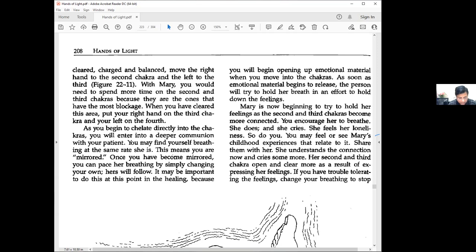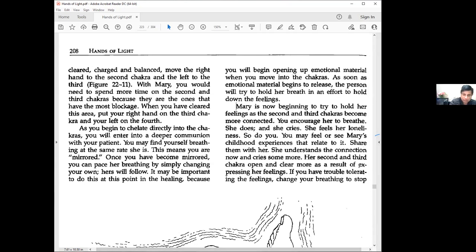As soon as emotional material begins to release, the person will try to hold her breath in an effort to hold down the feelings. So this is something that I experience all the time, mirroring, right? Whenever you are going into a space, you need to slow down your breathing and connect with the space or the person concerned. And you will find that the rhythm of the space or the person will start to resonate with your breathing. I found this when my Sasuji was in hospital, I've shared the story before. I used to do the same principle with his breathing patterns, breaths per minute. When I used to reach, it was anything between 40 and 45. And just by doing this, we used to reduce it to 15. And that's when he used to go to sleep. So this mirroring concept is a very powerful concept and something that we all should use.